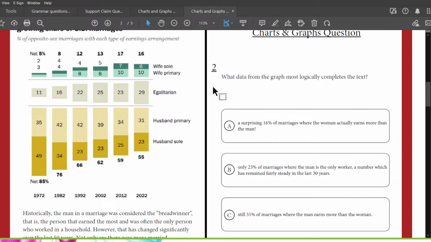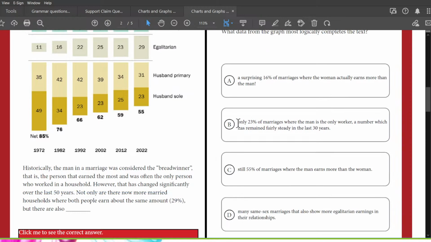Logically, I want to go to the further extreme. I want to look at what's on the man side, like we started comparing what's under this line. We just explained what's in the middle. So logically, I think I want to go here. I want to look at this, right? And sure enough, A says a surprising 16% of marriages where the woman actually earns more than the man.